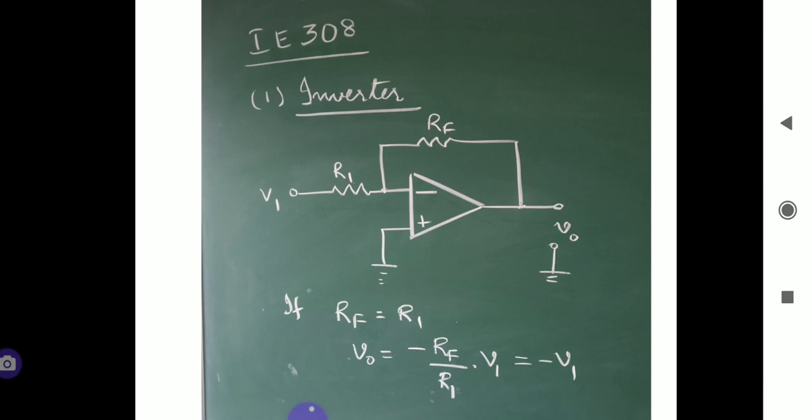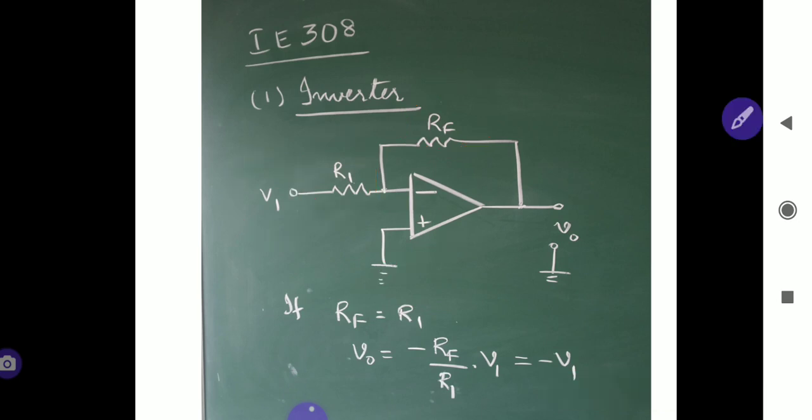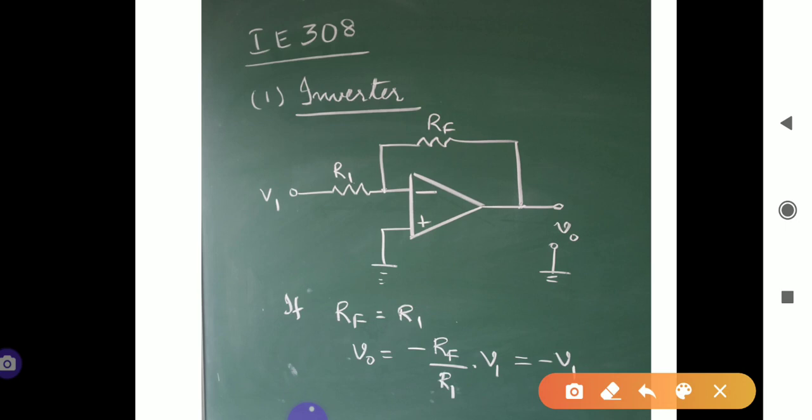So let's see how this system works. You can see that we have got two resistances, RF standing for the feedback resistance, R1 standing for the input resistance, because we are giving the input voltage V1 through R1 into the inverting terminal, which is used as the input here because the non-inverting terminal is grounded. So we are going to see whether we are going to get an inverted input at the output.